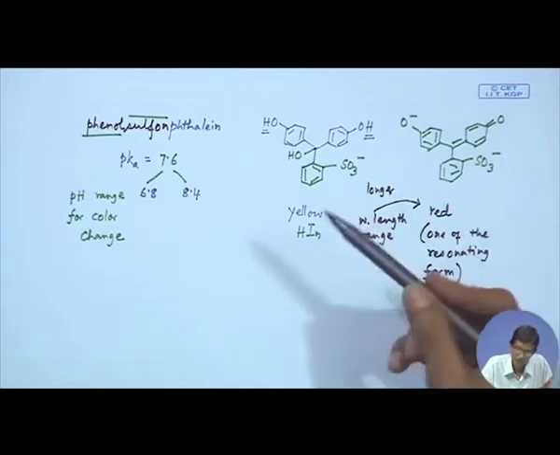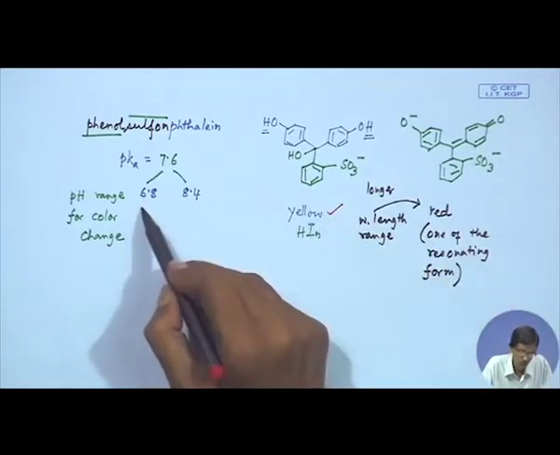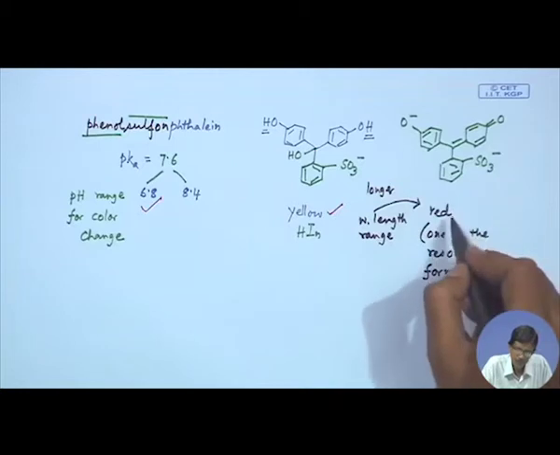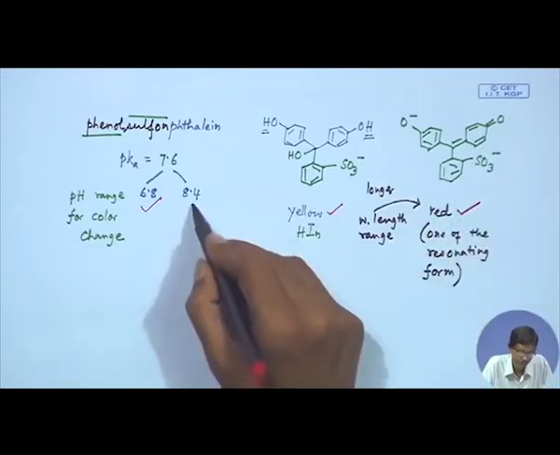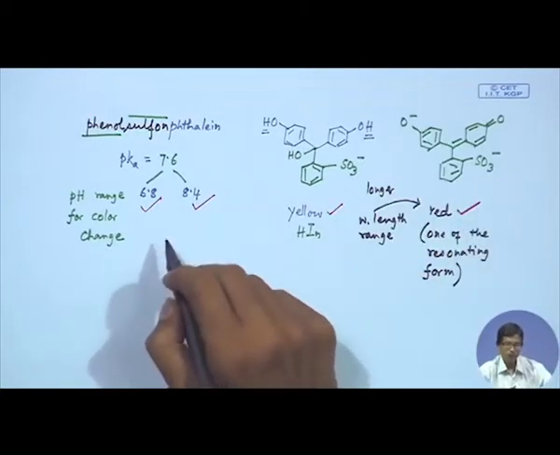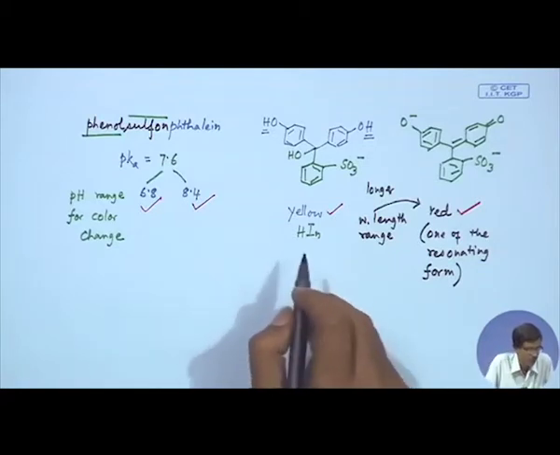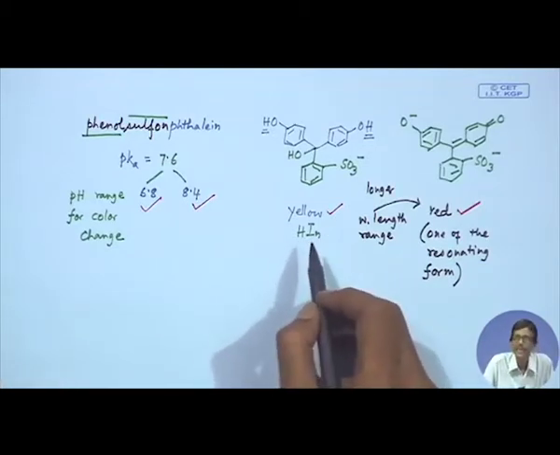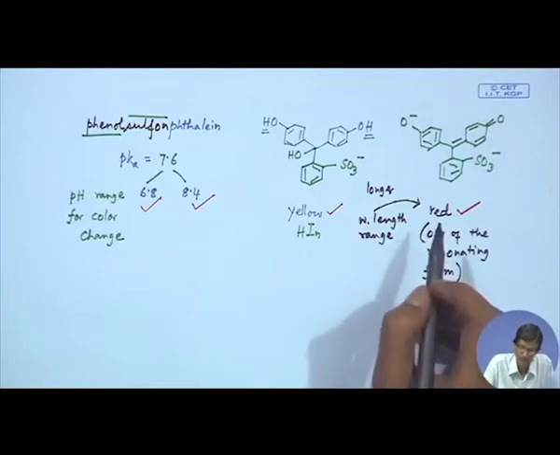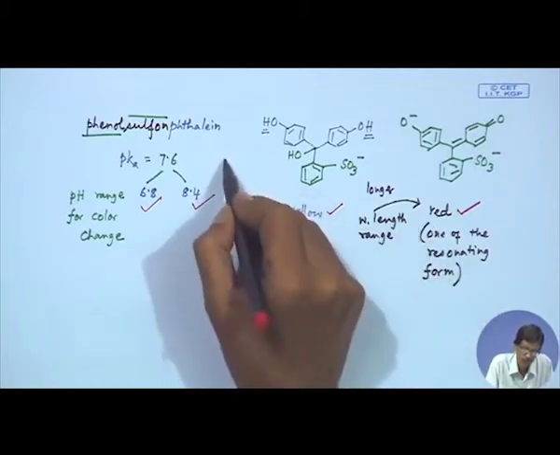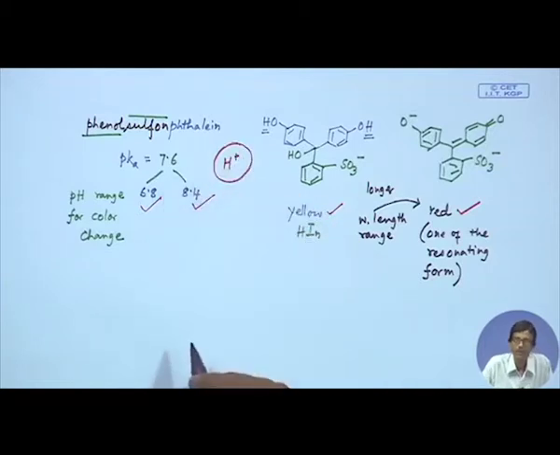So one is yellow, at a pH value of 7, and the other is red, at 8.4. We can define in that way what the corresponding indicator is for any acid base titration, because we are talking about something where the change is in the H plus concentration.